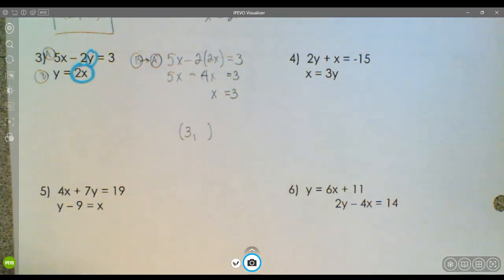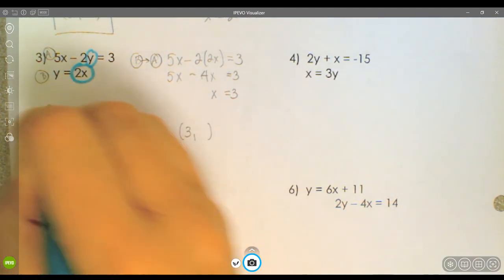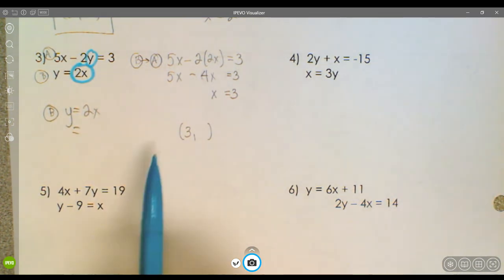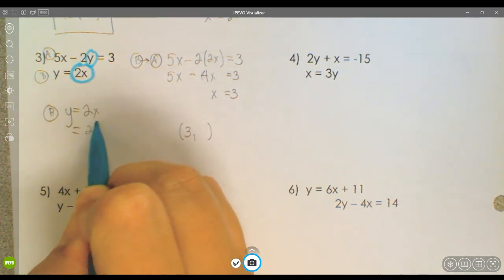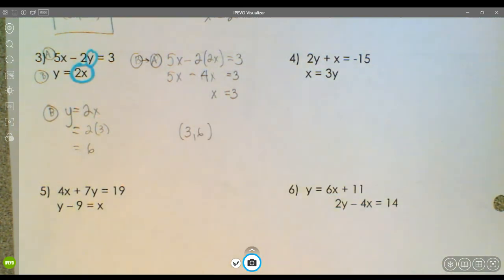Out of these two, which one looks easier to substitute into? Which one looks easier to solve? Well, I'm lazy, so I'm going easy with B. Equation B is y equals 2x. But I know that x is 3, so it looks like y is 6.